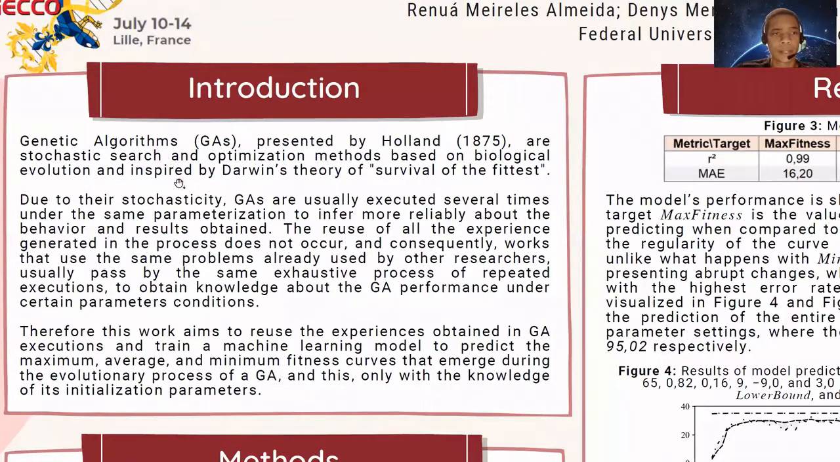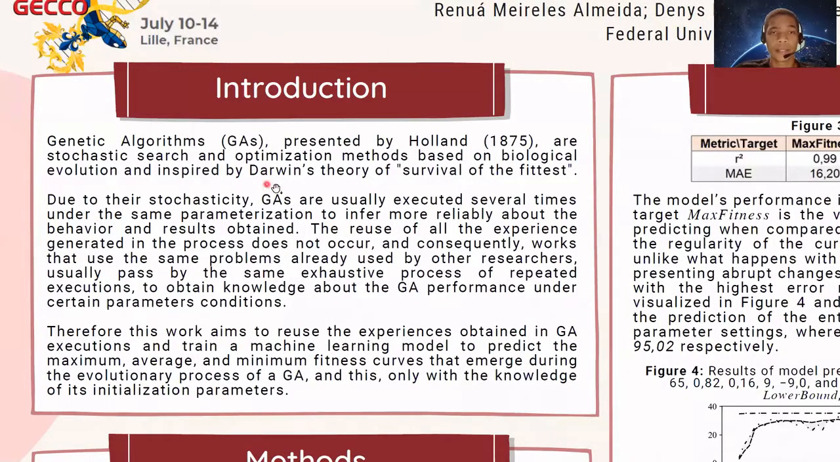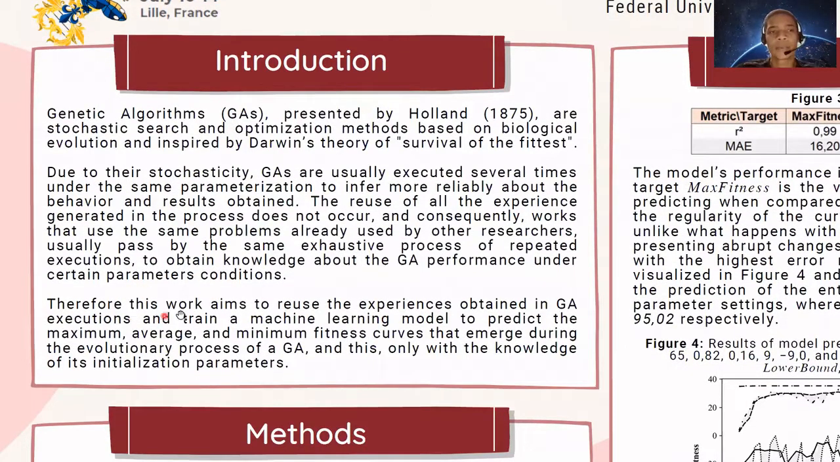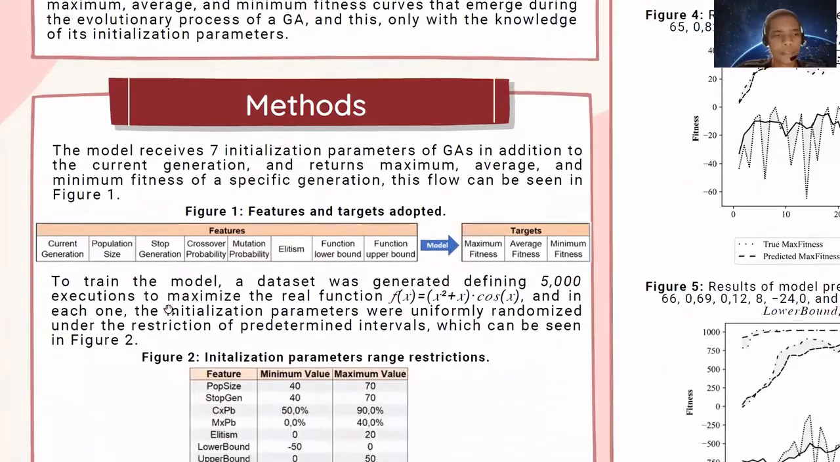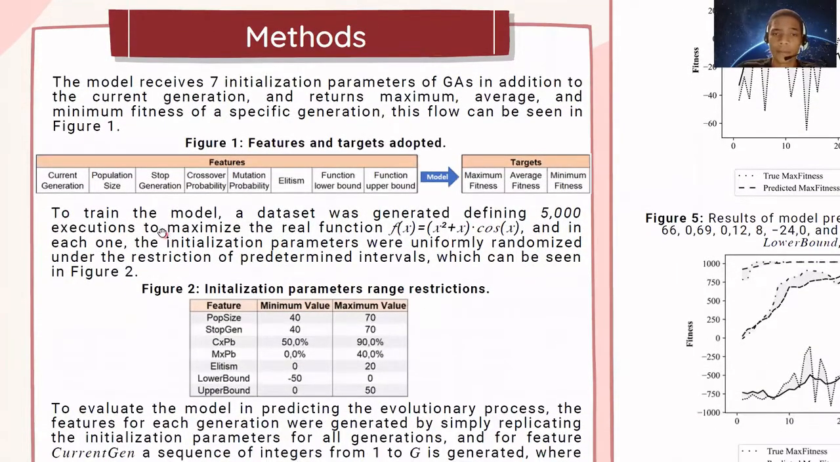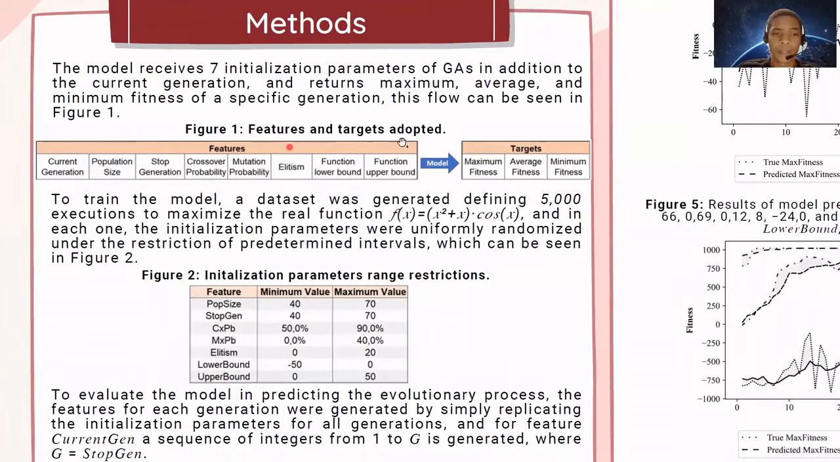So, due to their stochasticity, genetic algorithms are usually executed several times under the same parameterization to infer more reliable conclusions about the behavior and the results obtained. Therefore, this work aims to reuse the experiences obtained in the executions and train a machine learning model to predict the maximum, average, and minimum fitness values that emerge during the evolutionary process, and this only with the knowledge of its initialization parameters. So, moving on to the methods, the first step consists of defining the model's features and targets.